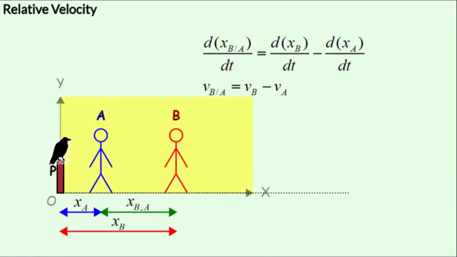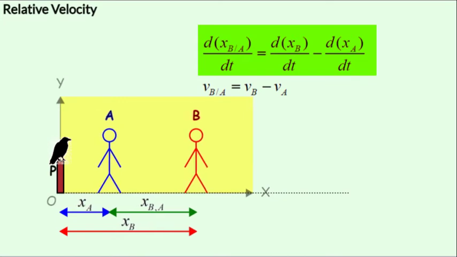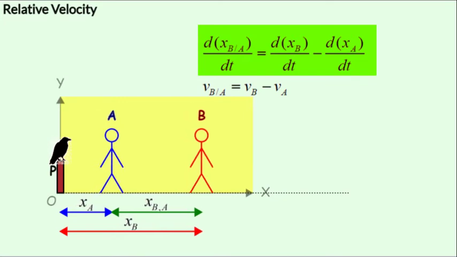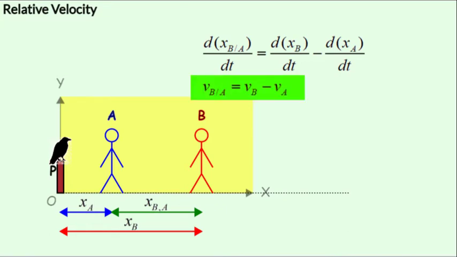If we differentiate the relative displacement equation with respect to time, we obtain the derivative of xB with respect to A as the derivative of xB minus the derivative of xA, all with respect to time. We obtain the relative velocity of B with respect to A as the velocity of B with respect to the ground minus the velocity of A with respect to the ground.